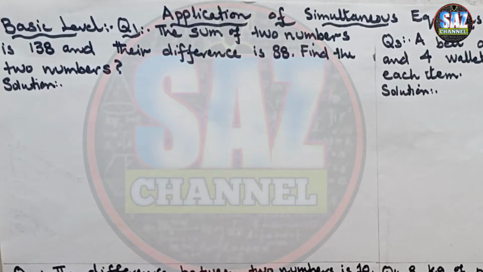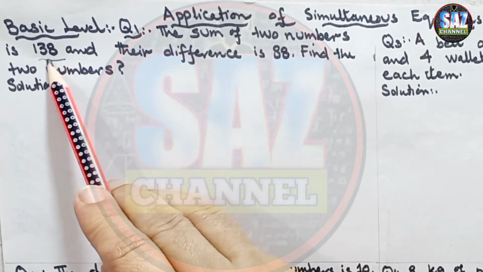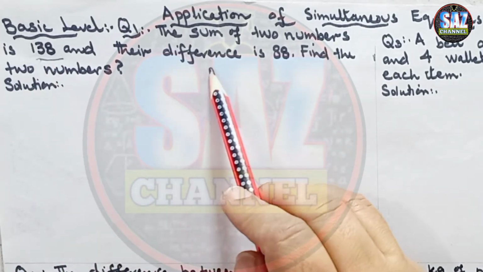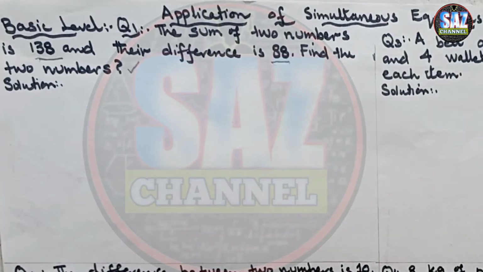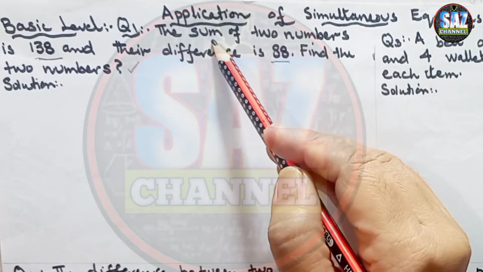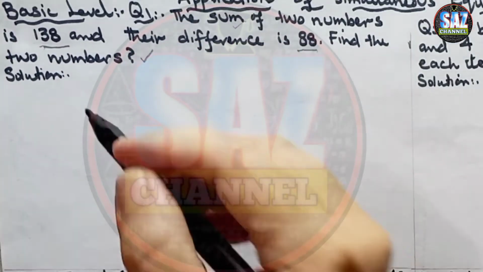As the questions are long, I'll be reading the question from the book. Question 1 says, the sum of the two numbers is 138 and the difference is 88. Find the two numbers. It's important to read and underline important terms of the question. As the question says the sum of the two numbers, we have to think about two numbers. Let the two numbers be x and y.